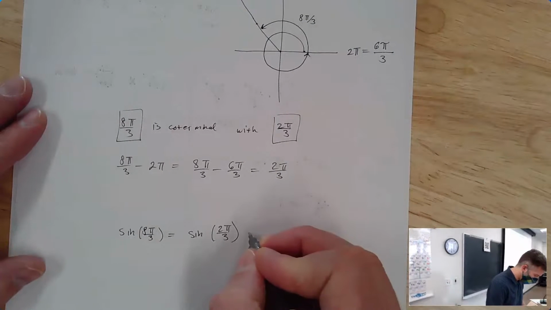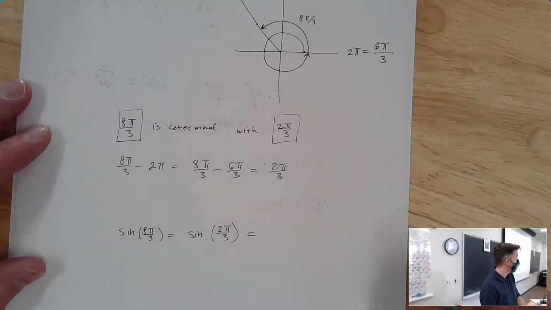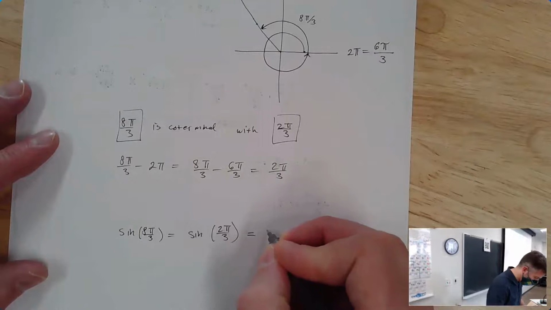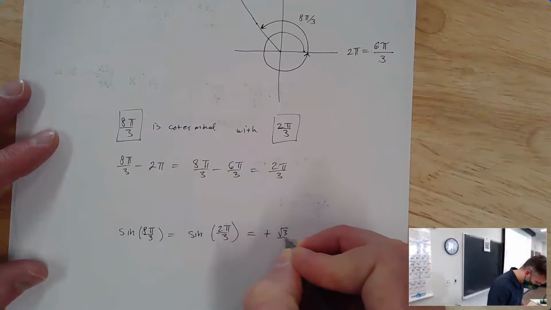And then the angle would be, well, sine of 2 pi over 3. I know the sine of pi over 3 is root 3 over 2. So sine of 2 pi over 3 in the second quadrant is positive root 3 over 2.